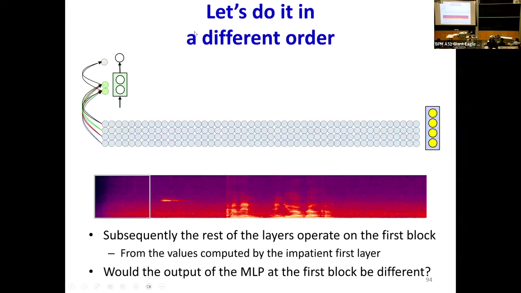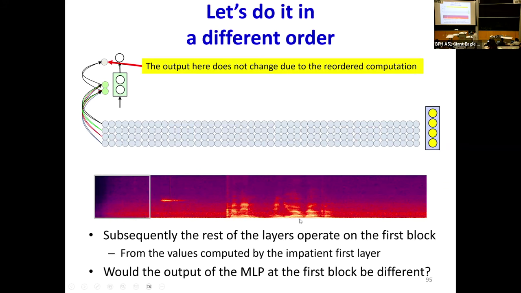Will the output and the final output in the first position be different? Yes or no? Can I hear a combined no from everybody? No. A little more enthusiastically, guys. Okay, so you get the idea, right? So changing the order of operation didn't really change anything over here. And so the output here does not change due to the reordered computation, right?